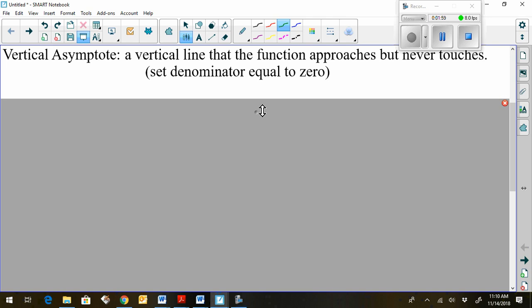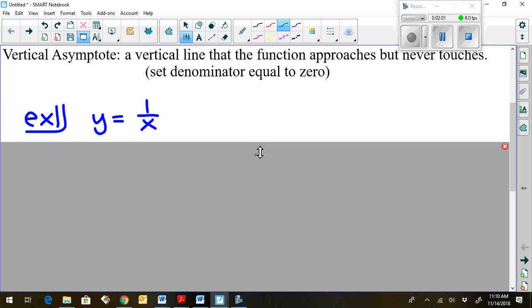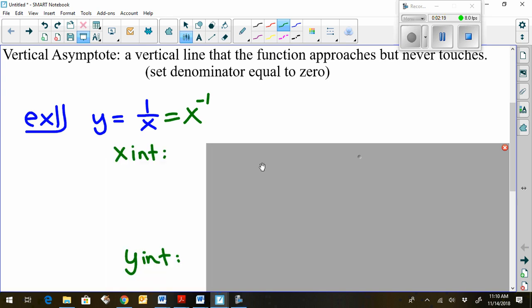So let's look at this general function, y equals 1 over x. And we're going to do all three parts here. So we're going to find the intercepts and the vertical asymptote. And we know that 1 over x is x to the negative 1. We've seen this before. Those are the same thing. So let's find our x-intercept and our y-intercept.